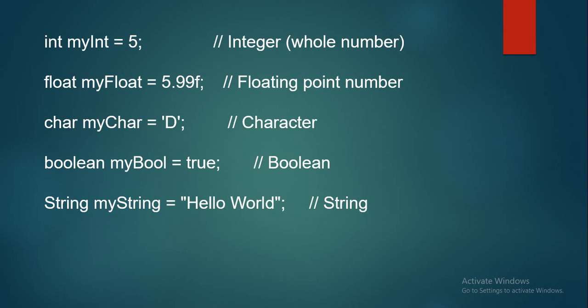Not only Java, in any language you go, everywhere there are primitive data types. You can see on the screen I have mentioned some primitive data types like int, float, char, boolean and string. The first primitive data type is int. Int is the integer data type, a whole number data type. No point or decimal values are allowed in int. It is all whole numbers, negative and positive.